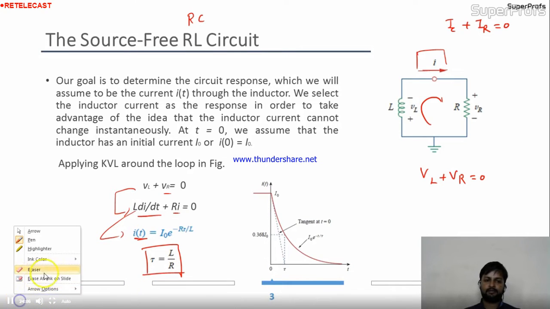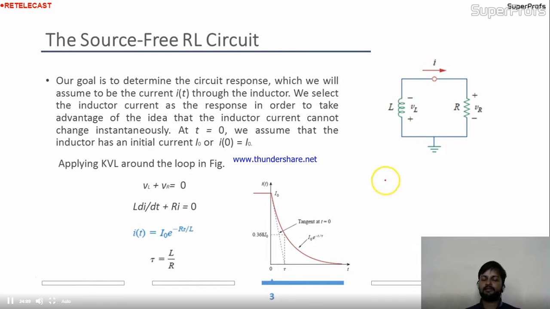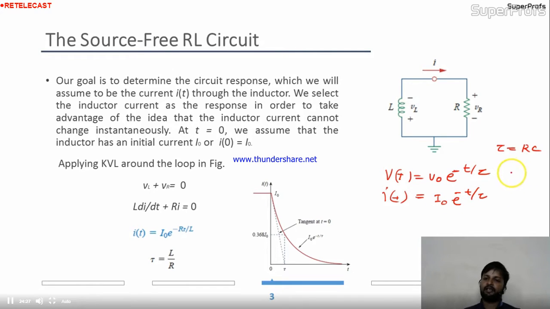For the capacitor, the voltage was V naught e to the power minus t by tau, where tau is nothing but RC in the case of the capacitor. Here you calculate the current i(t), which is I naught e to the power minus t by tau, and here tau is nothing but L by R. So this is the current equation. Here also the current is decaying exponentially, and the value of current decreases to 36.8%, and the time taken is nothing but the time constant.